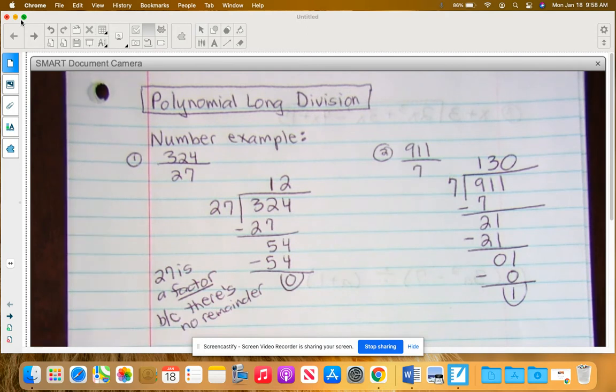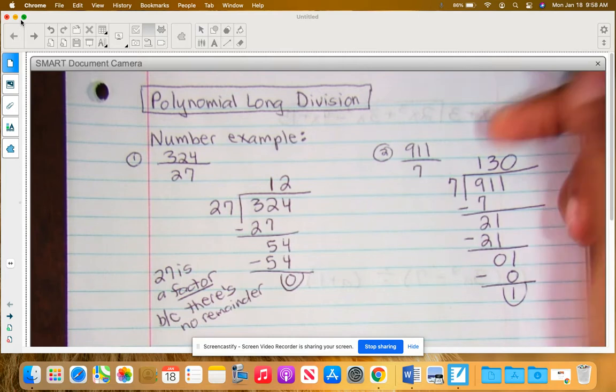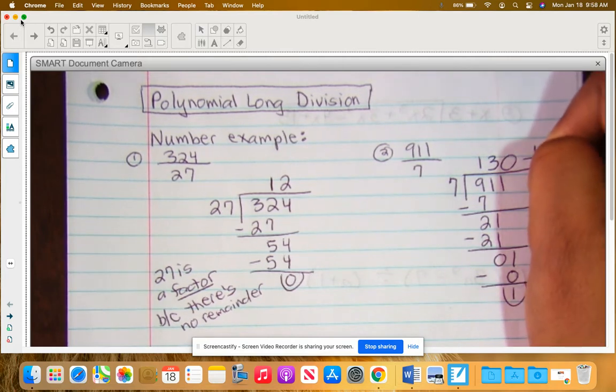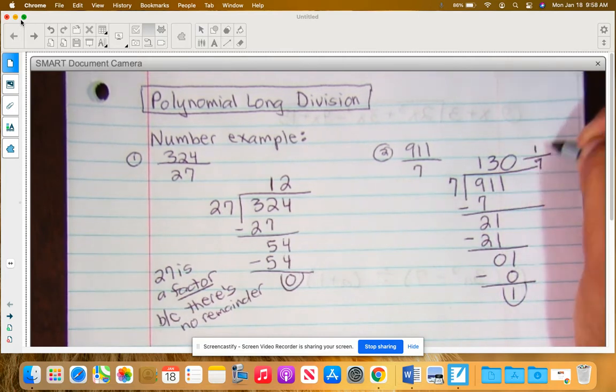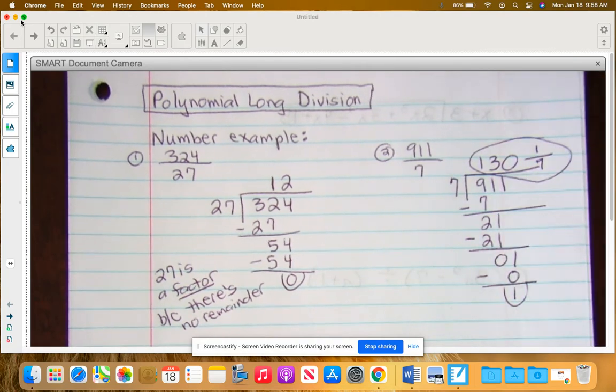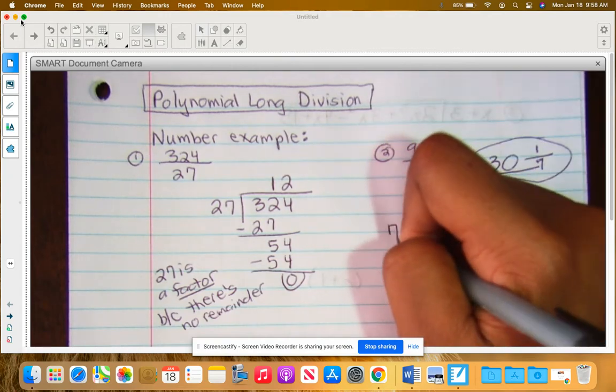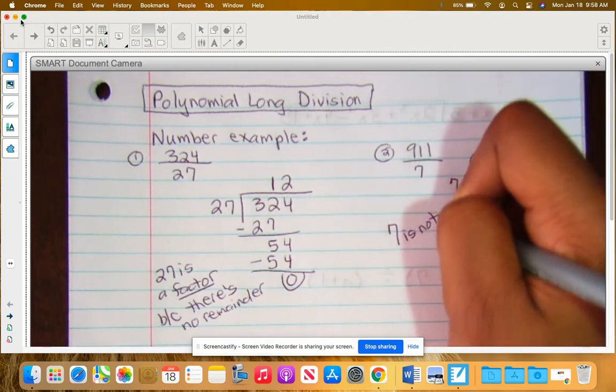So sometimes it works out evenly, like the first example we did, and other times you'll get a remainder. In this particular case, for problem number 2, we got a remainder. So our answer will be 130 remainder 1. And you write your remainder over your divisor. So 130, 1 is the remainder, 7 is the divisor. So I wrote 1 over 7. So that's how you will write your answer. And this also means that 7 is not a factor.